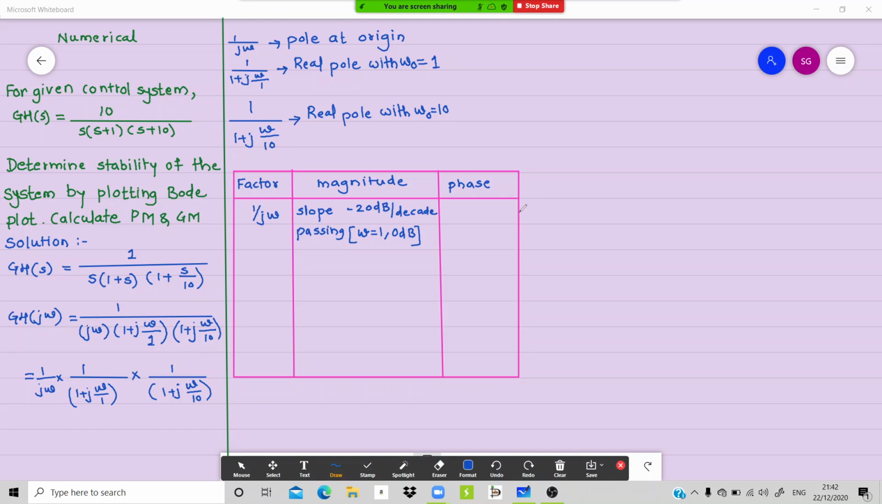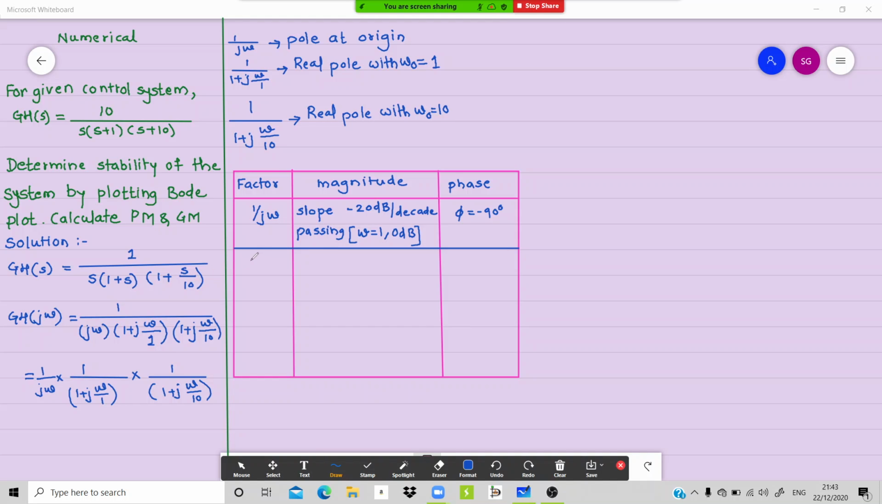And phi, we know that for that factor phi is equal to minus 90 degrees, because it's a pole, for all values of omega, so no need to worry, correct? Okay, so we have done with one factor.